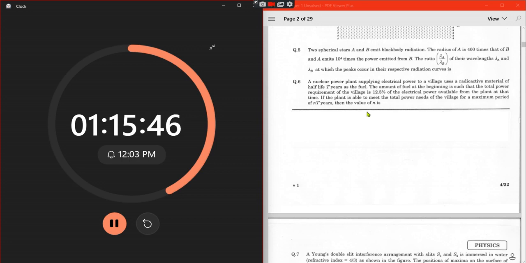Wait, am I doing this correctly? The power required for the village is actually 12.5% of this, which means the power, so 1 upon 12.5% of the power of the village is that power, right? So e power negative. Oh, okay, understood. So e power negative t upon t is in fact equal to 12.5%, 0.125, that's what you're saying.